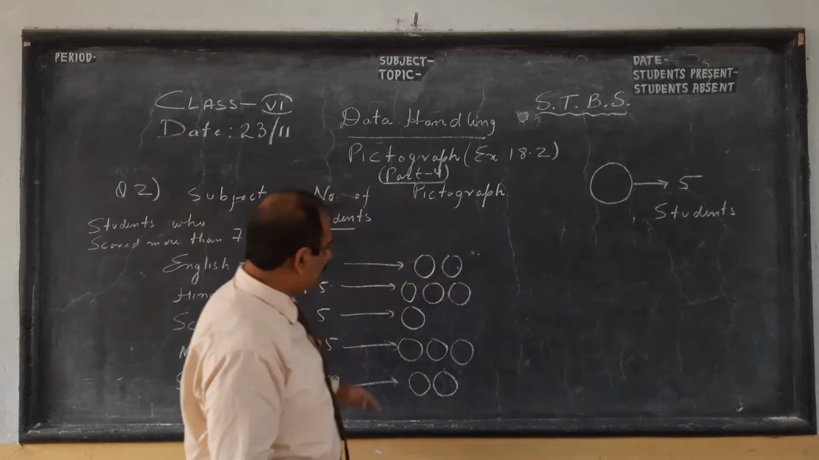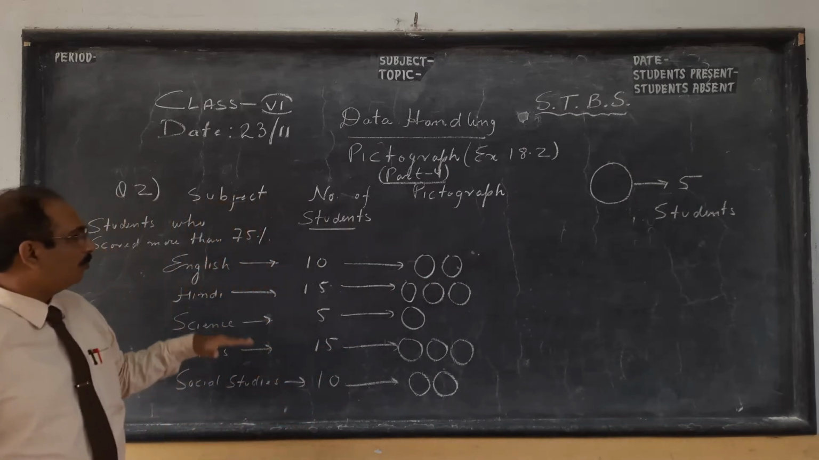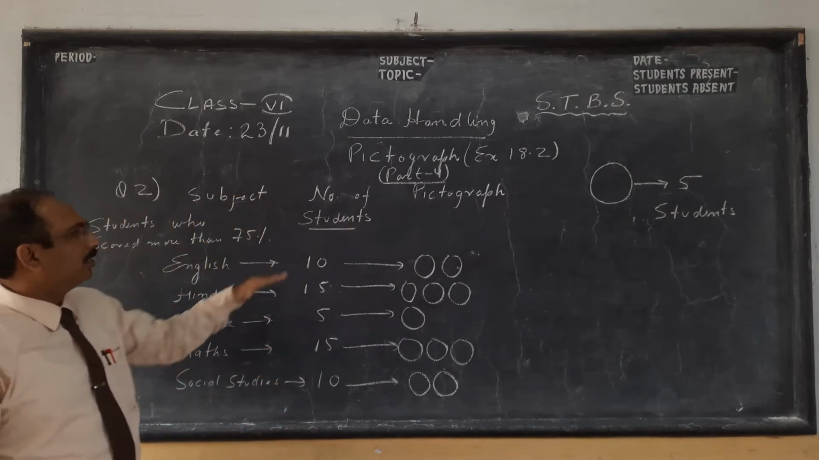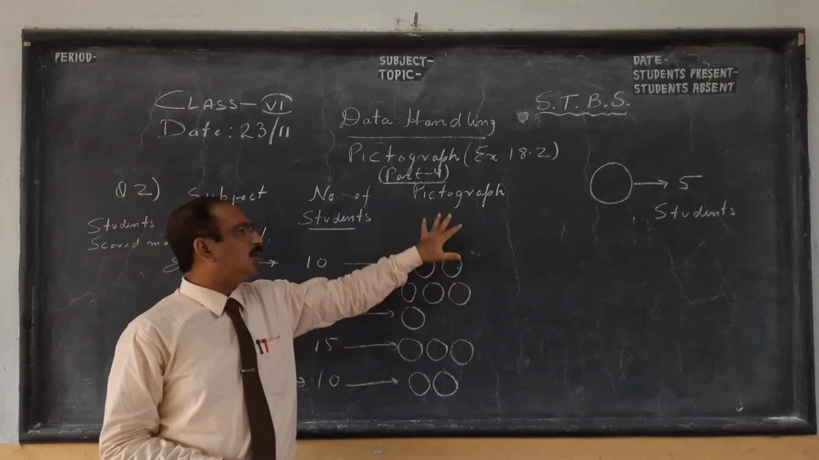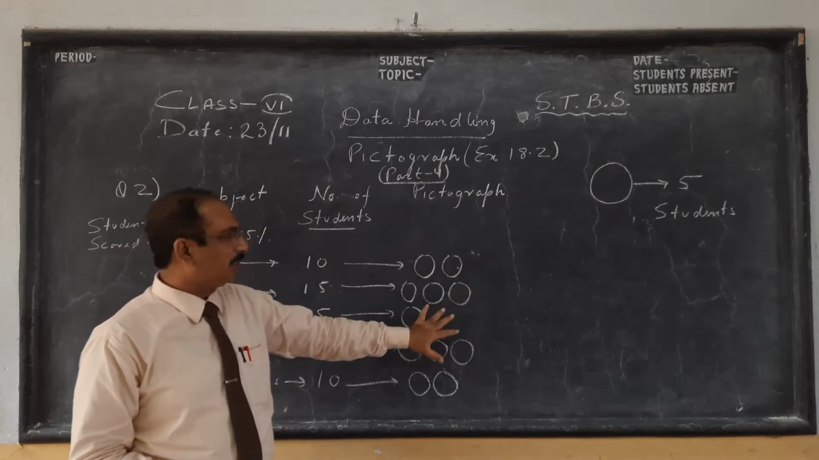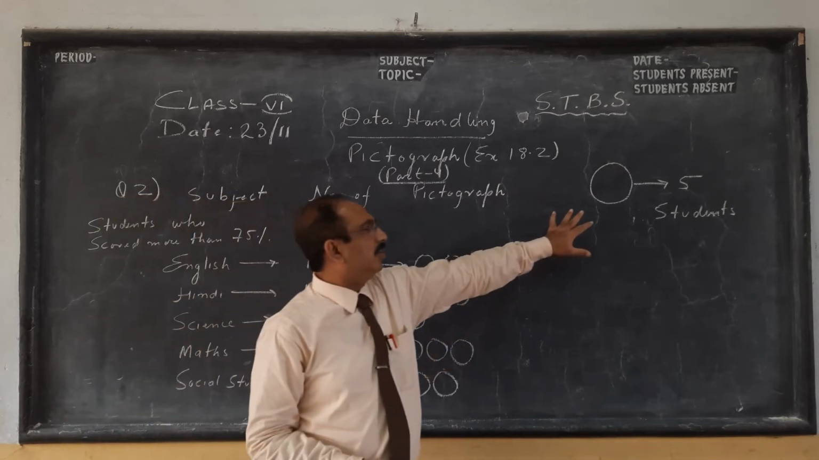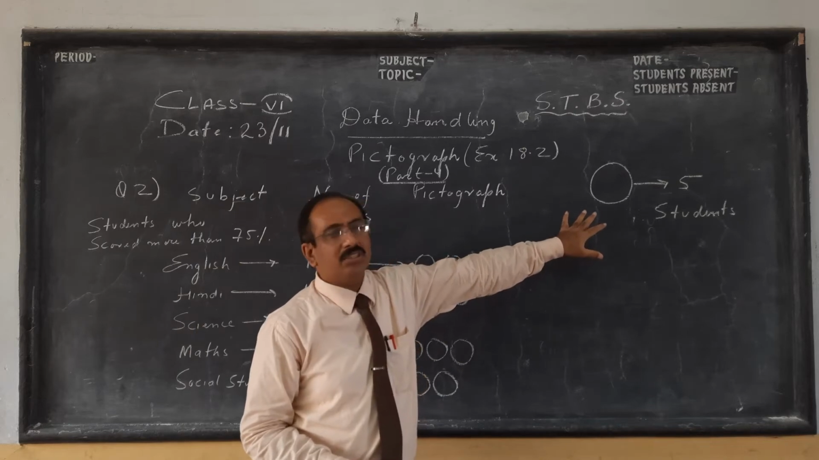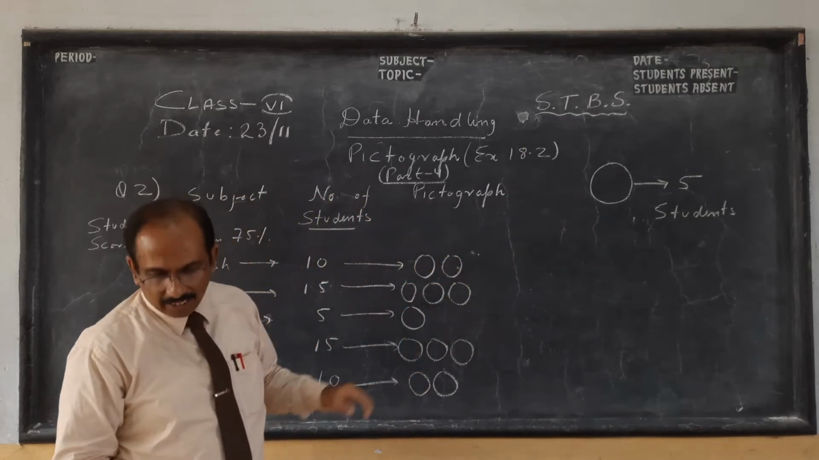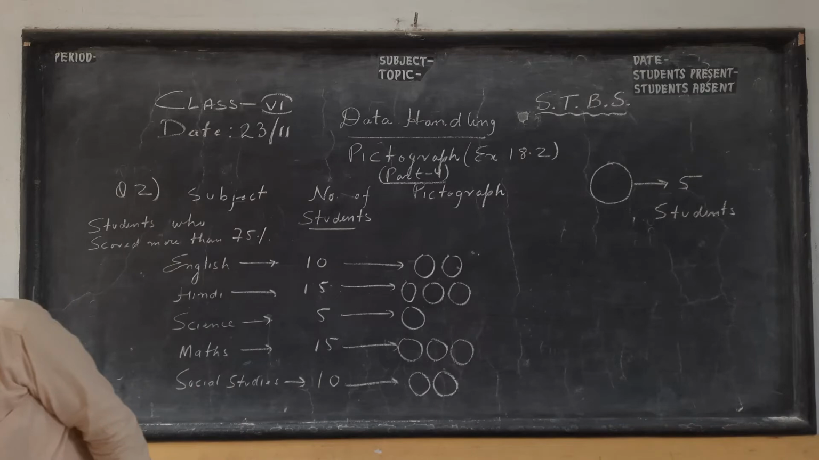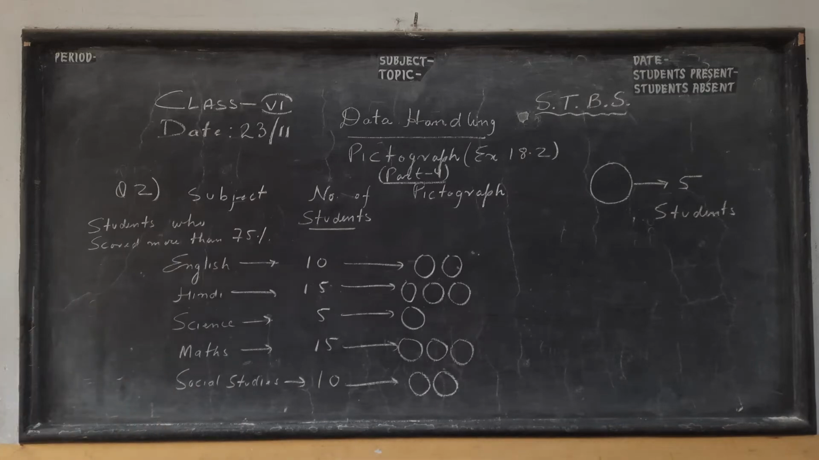Or another way I'll tell you, you can kindly pause the video and copy. So what we do, children, subject, number of students, and to picturize it, to put it in picture form, we take 1 circle as 5 students. I can show you another way, so kindly pause the video and copy. One easier way I'll show you.